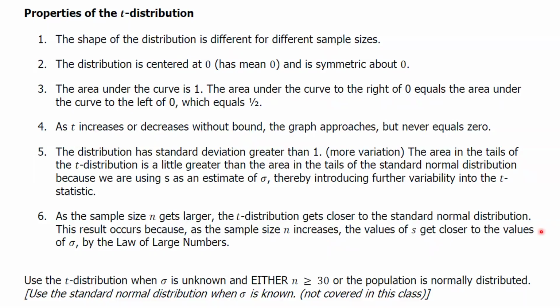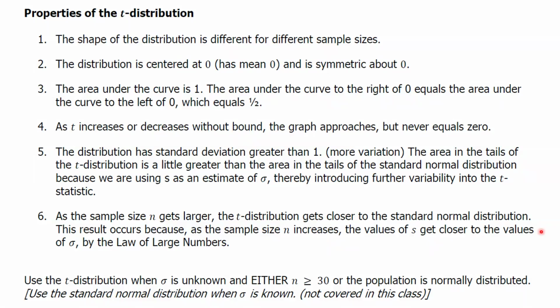So when to use the t distribution? We use the t distribution when sigma is unknown and either n is greater than 30 or the population is normally distributed. We use the standard normal distribution when sigma is known. And that's not covered in this course, so we don't have to worry about that process.